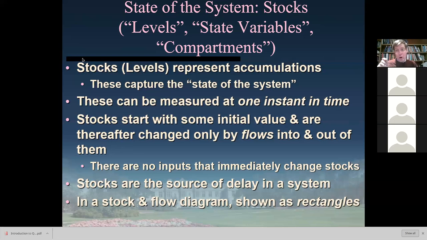Now, stocks, though, should not be viewed as second-class citizens. Far from it. Often they're front and center in our interests. They're the source of delay in a system. They're the source of inertia. It's because we have to fill up a stock that we have to stay so long at a gas station, for example. It's because we have to draw down a stock of infective people in Saskatchewan that lockdowns have to stay in place for longer.